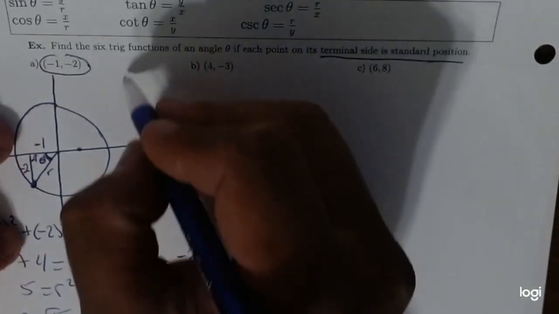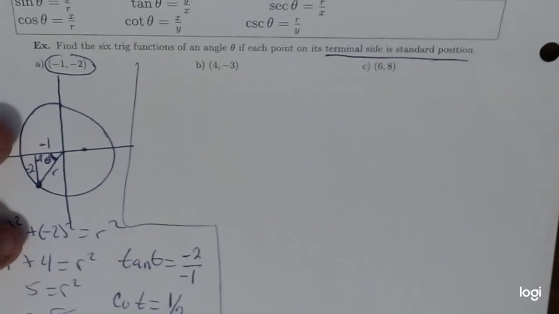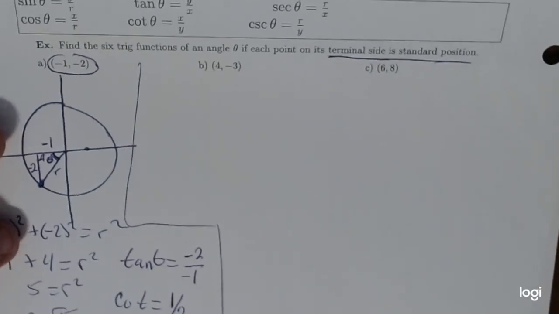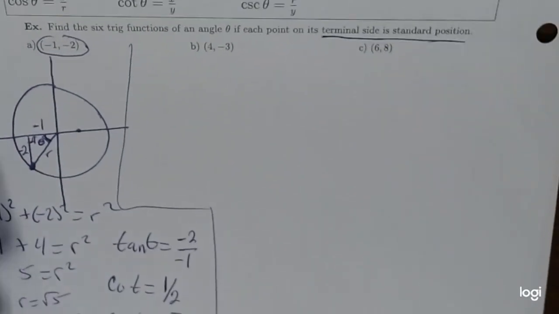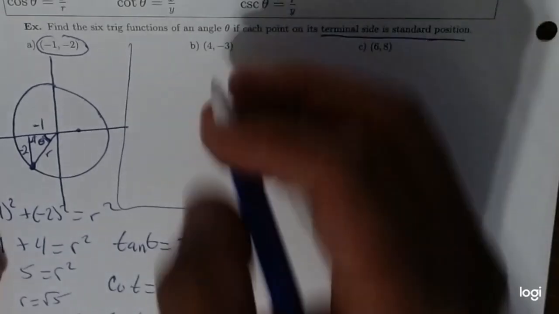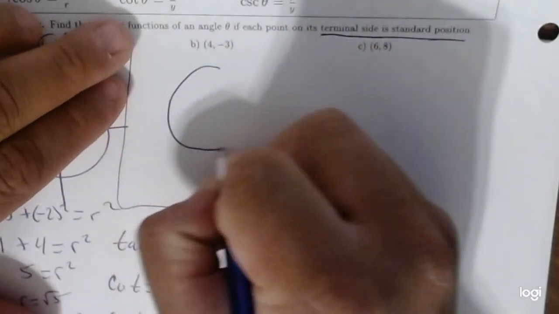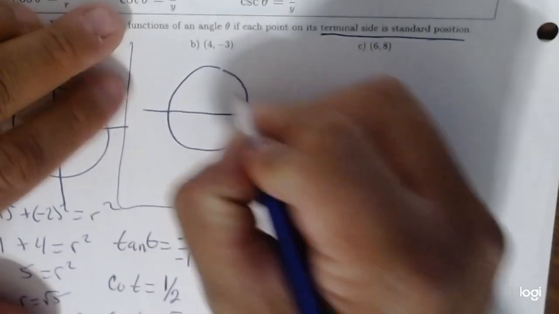So why don't you guys try B and C? Almost identically the same process we did here. So I'll just quickly pause it and go for it. 3, 2, 1, pause. Okay, so hopefully you guys tried them out. Let's see what we have here.